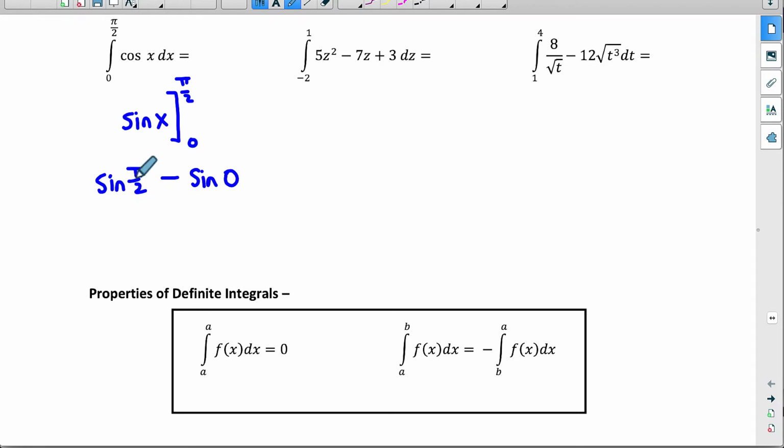When we do this, we'll get our answer. So sine pi over 2, that's sine 90 degrees. Well, that's 1. Sine 0 is 0. 1 minus 0 is 1. That's it. That is our numerical answer here. Okay, let's do a few more quickly.